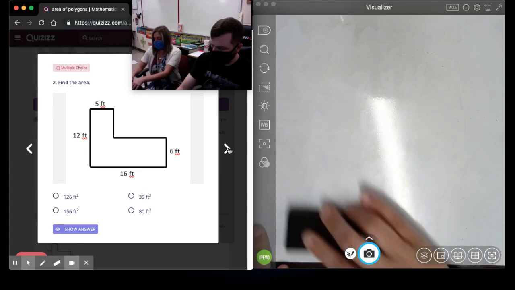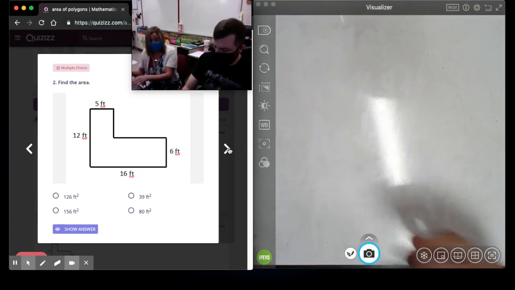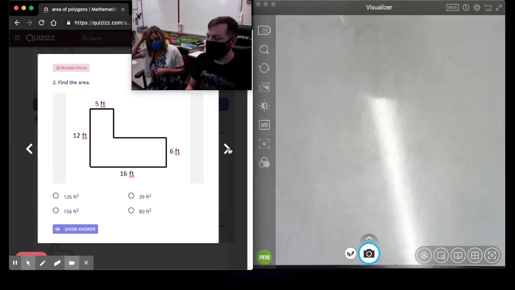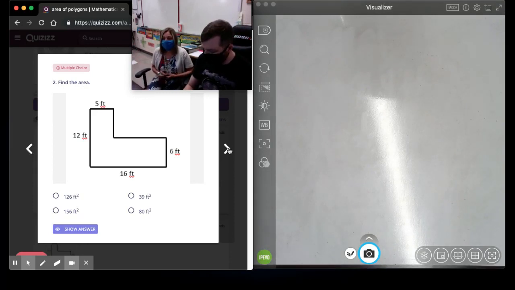So I guess we have to divide it up, right? Exactly. What we're going to do, this is known as an irregular shape. So we're going to split this into shapes that I'm already familiar with, like rectangles and squares and triangles, things like that.